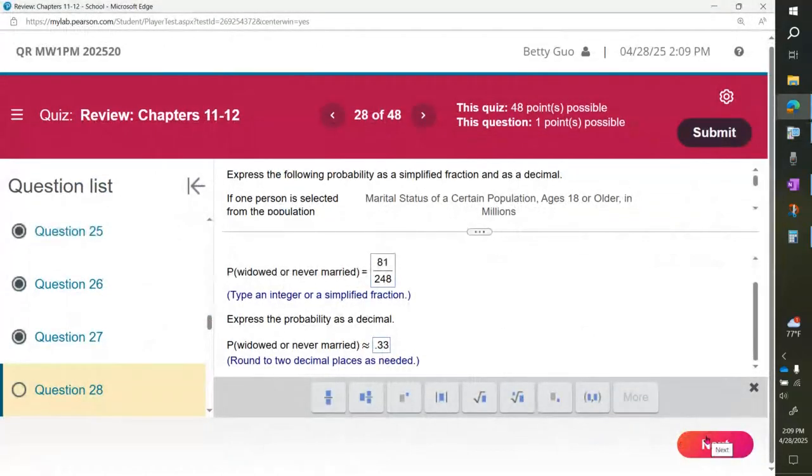All right. This is the addition rule. In a case where the two events are disjoint, all we need to do is find the probabilities for each and add them together.